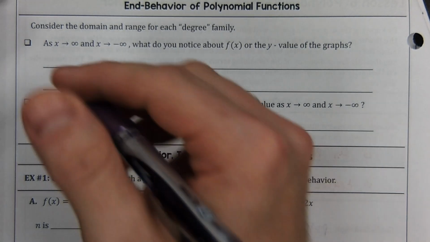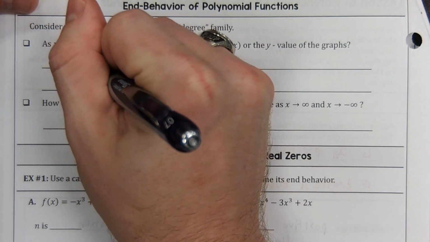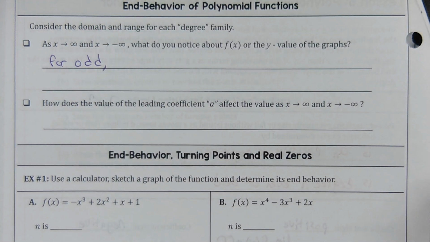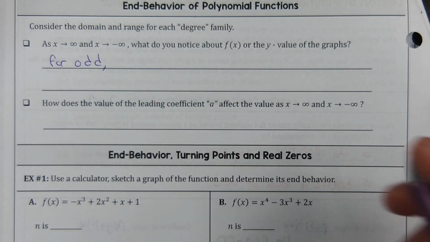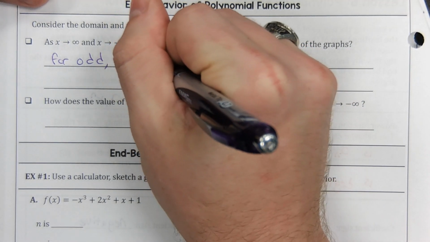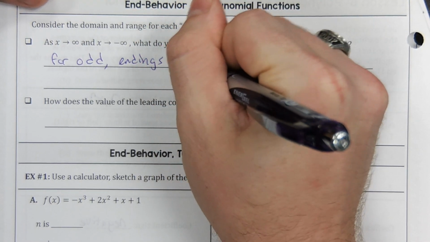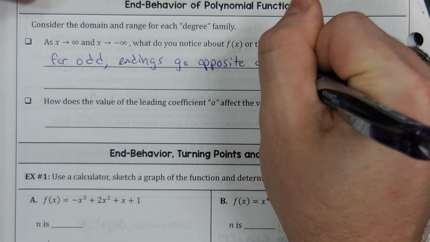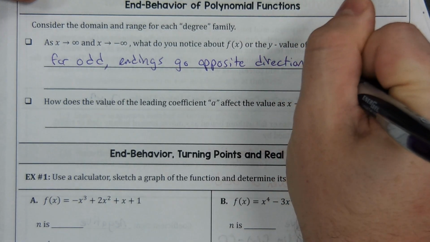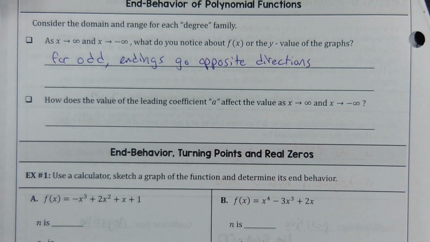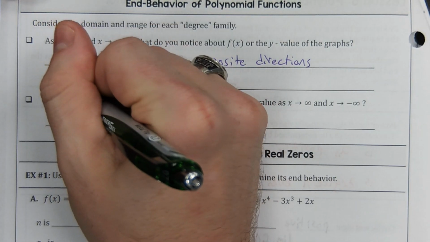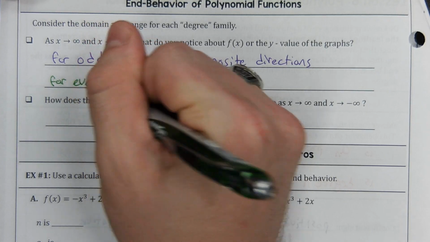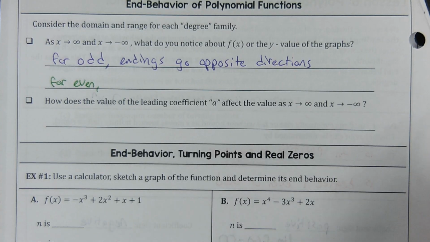So for odd, what do the endings do? Our options are same direction or opposite directions? Opposite directions. Endings go opposite directions. For even degree polynomials, endings go the same direction.